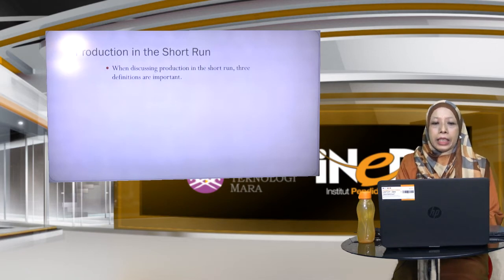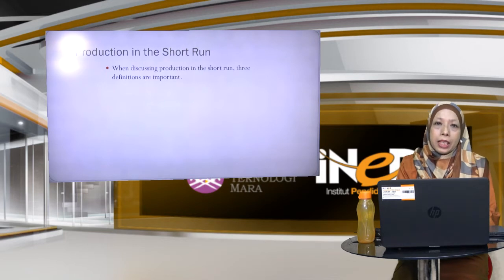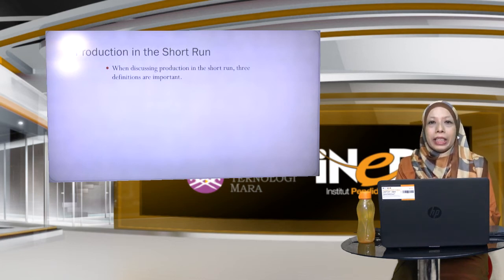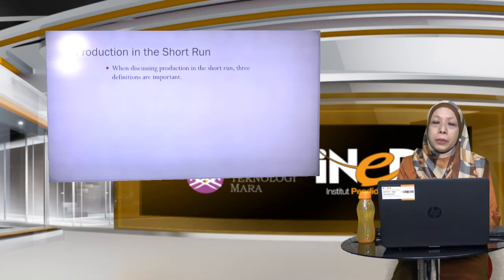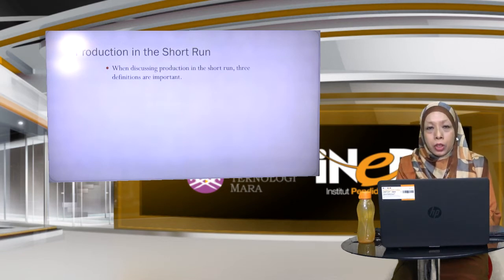Now let us start by looking at production in the short run. Remember that our main aim in this topic is to determine the number of resources to use in the short run. Because in the short run you are using fixed input and variable inputs, we are not very much concerned about the fixed input, but we would like to know what is the ideal number of variable inputs to use. So that is the main aim of production in the short run.